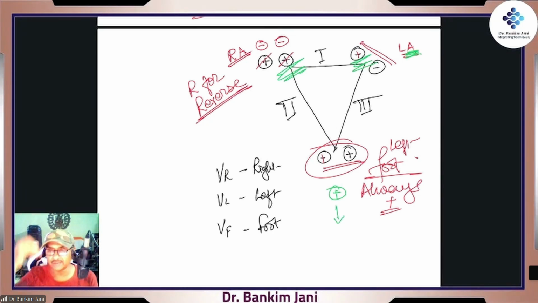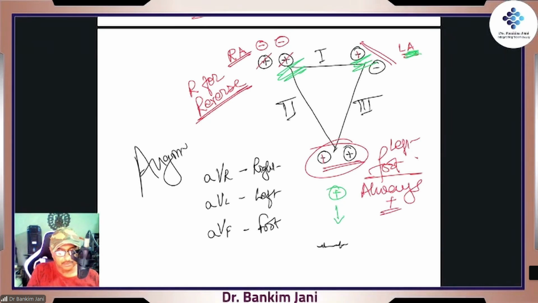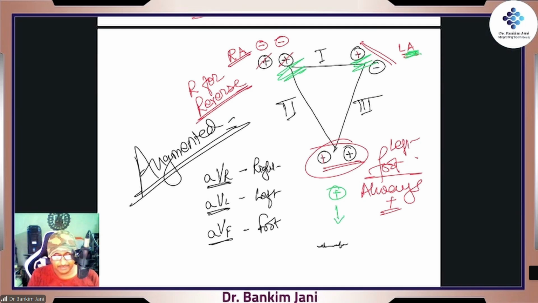But because the voltages are very small, they are electronically enhanced. Otherwise the ECG signal would come like this, and you wouldn't be able to even see it properly. That's why there is an A. A stands for augmented. So they are the augmented leads, and they are collectively called AVR, AVL, AVF, and that's how they are used.